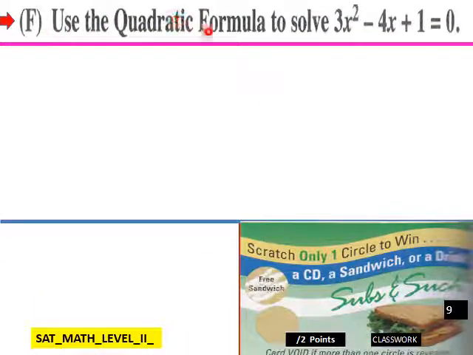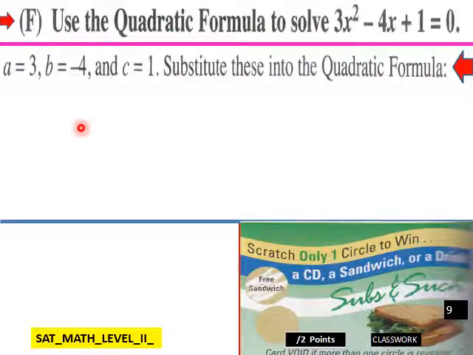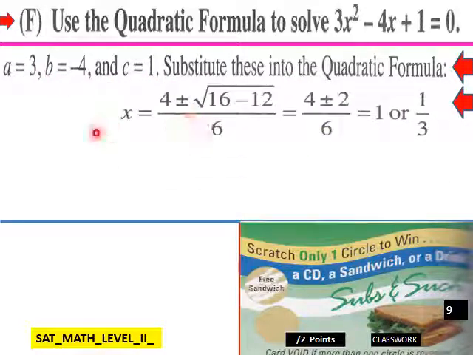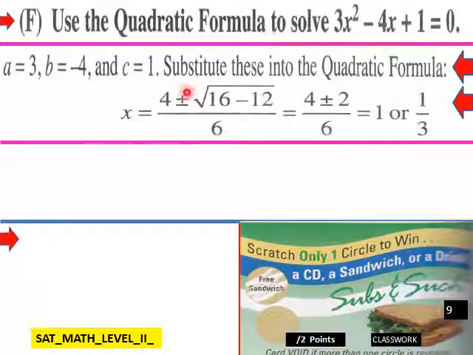F. Use the quadratic formula to solve 3x squared minus 4x plus 1 equals 0. So a equals 3, b equals negative 4, and c equals 1. Substitute these into the quadratic formula, and this is what we have here. We crank that out. We end up with 1 or 1/3 as our roots for this quadratic.